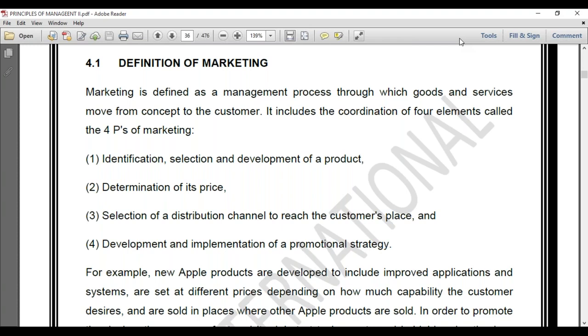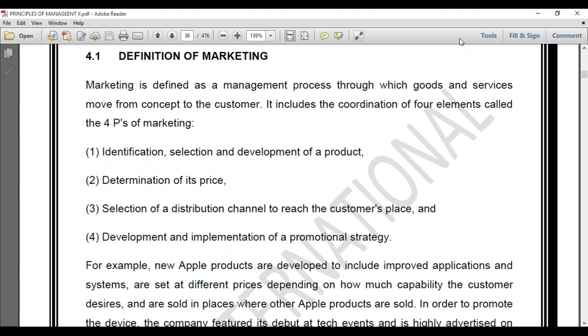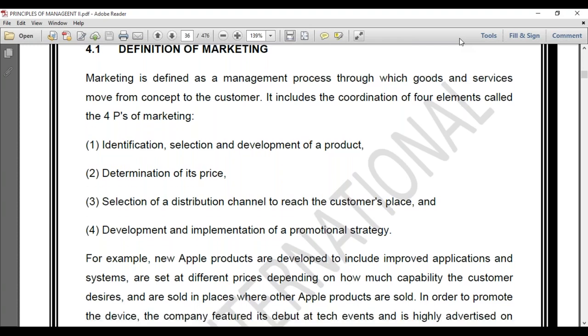After production, you consider the next P, which is price. At what price am I going to sell this particular product? You put all factors into consideration: cost of production, cost of labor, cost of raw materials, transportation, and every other cost. You now, from there, having put into consideration all these various costs, you now determine the price at which you sell to your numerous customers.